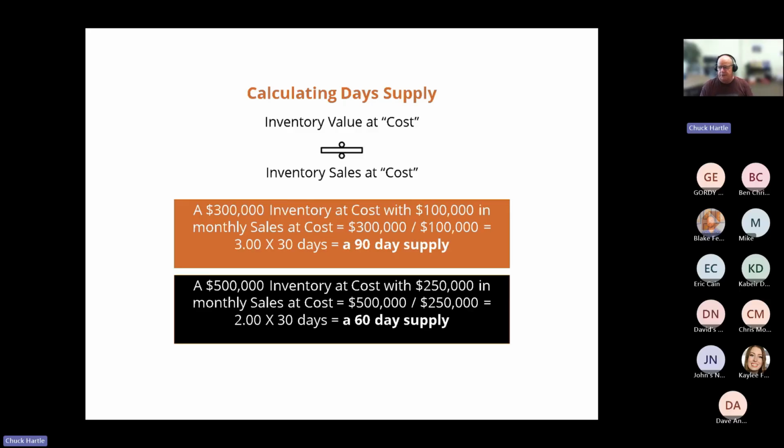You take a $500,000 inventory at cost and divide it into 250, and again, now you come up with 2.0, that's 2 months, multiply it by 30, a 60-day supply.